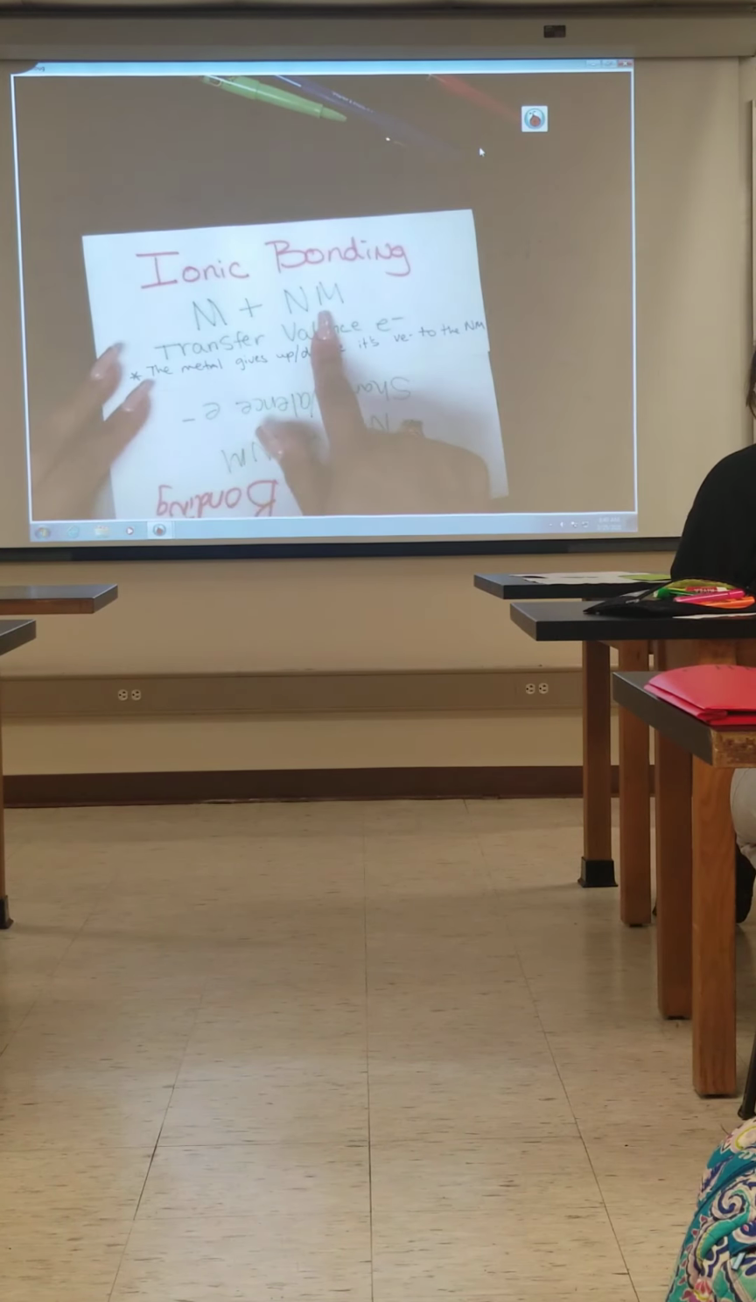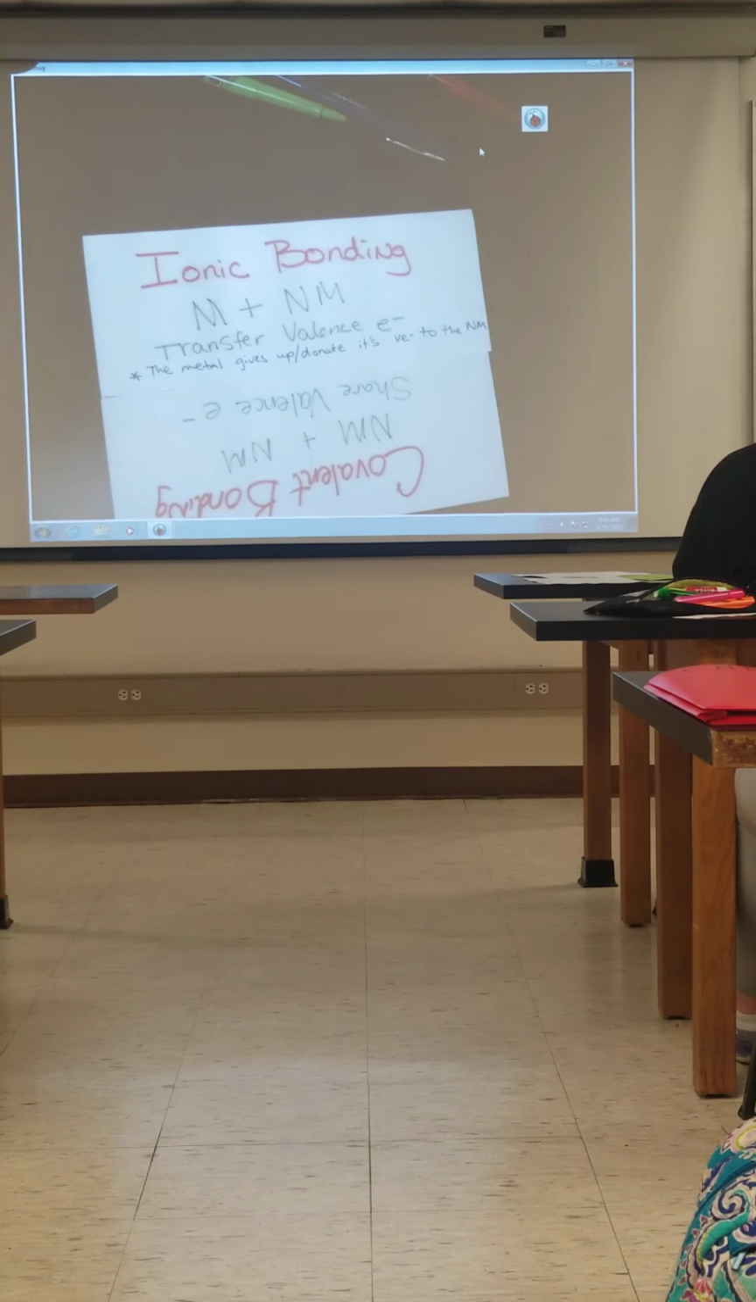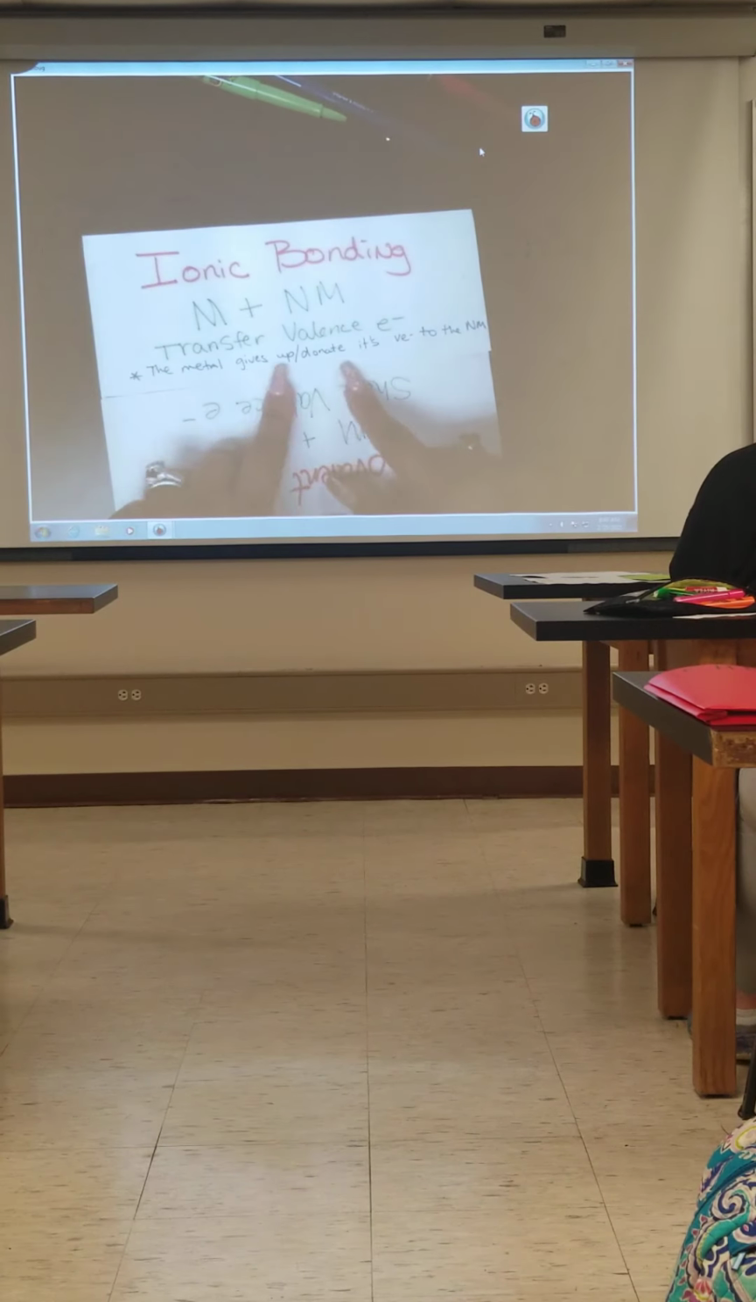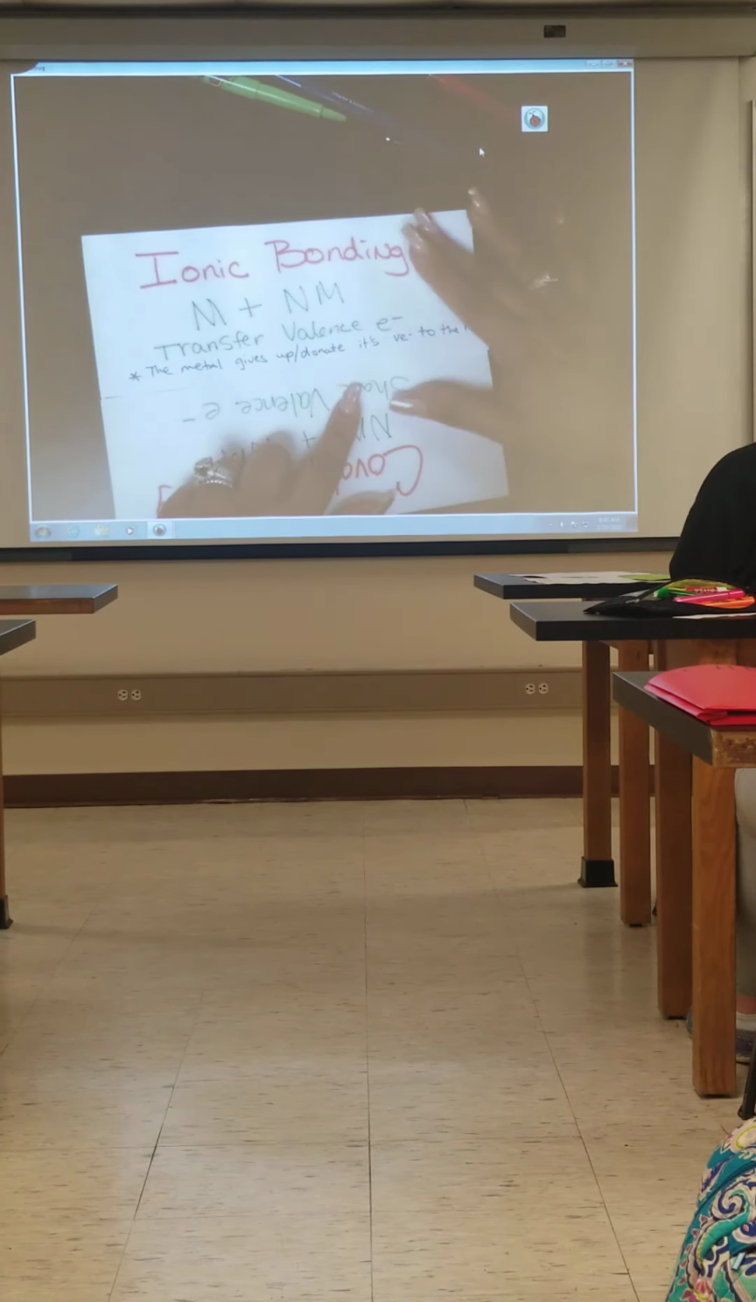Okay, so let me go back. That helps a little bit. Covalent bondings are nonmetals plus nonmetals that share valence electrons. They do that with lines. That's how they indicate it, with lines. Ionic bonding is a metal plus a nonmetal, or a metal plus a polyatomic, polyatomic plus a polyatomic, polyatomic plus a nonmetal. But the metal gives up or donates its valence electrons to the nonmetals.